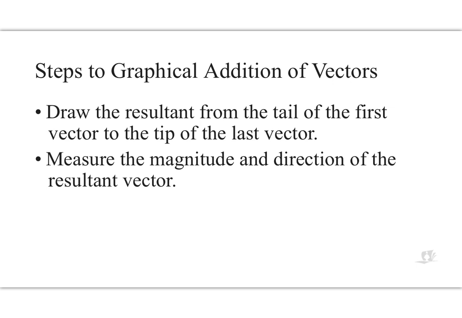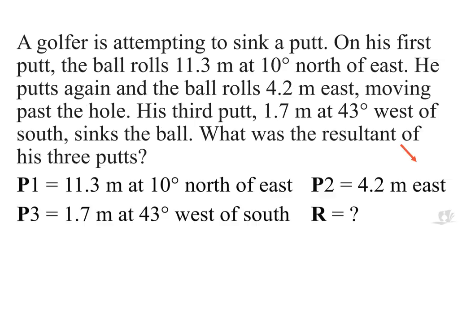All right, so look at the example that they have given us. Look at your first example there, bottom of the second page. A golfer is attempting to sink a putt. On his first putt, the ball rolls 11.3 meters at 10 degrees north of east. He putts again, the ball rolls 4.2 meters east, moving past the hole. His third putt is 1.7 meters at 43 degrees west of south. He sinks the ball. What was the resultant of his 3 putts?